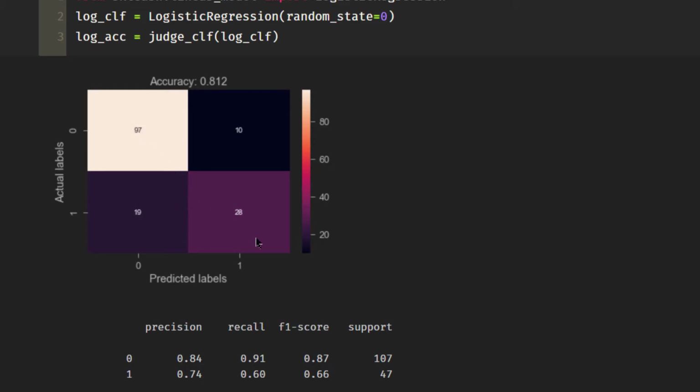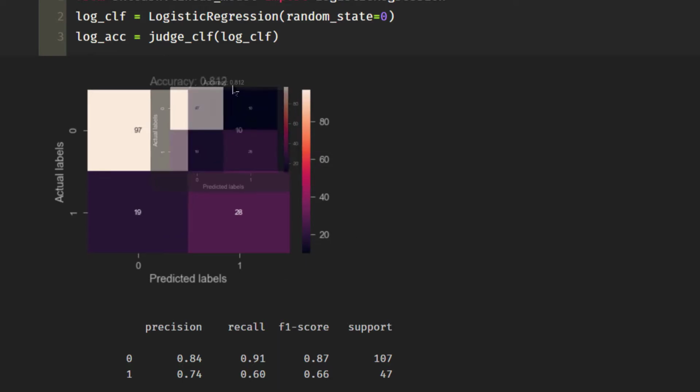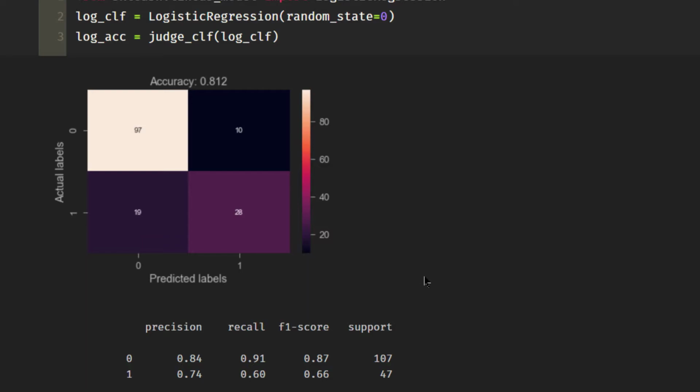You don't want that. You want the values to be here. This value represents 97 predictions of 0, and all 97 are part of the 0 class. And this one represents 28 predictions that they were diabetic, and they were actually diabetic. So we want these. The accuracy score is basically these two divided by the entire sum. That's the accuracy score, 0.81. So logistic regression has performed very well.